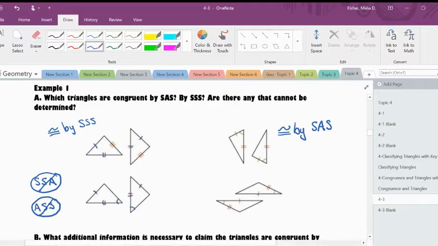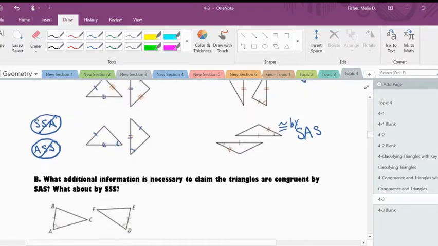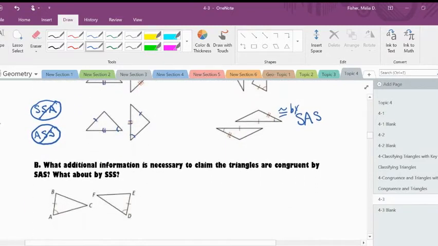Over here we have side, angle, side, and side, angle, side again. So we have congruent by side, angle, side. Looking at part B, so you could say not congruent there.